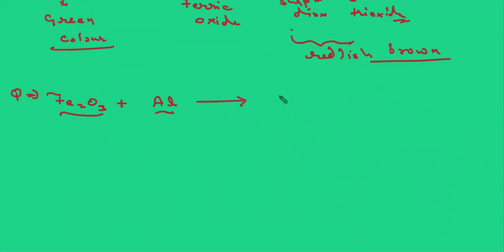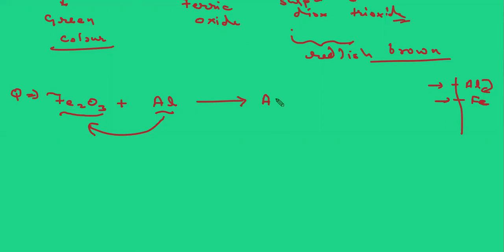Any guesses? See, we have a complete series, right? So we know the series: Lala Kedarnath Bag Alu. So Al is lying here, and further down, Jala Fika, so Fe is downward and Al is above that. So Al can displace Fe. It means Al can displace the Fe, right? So it means the reaction will take place.